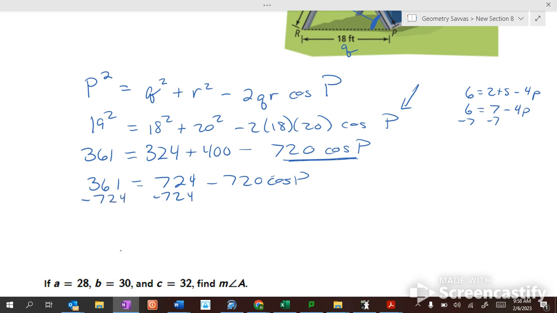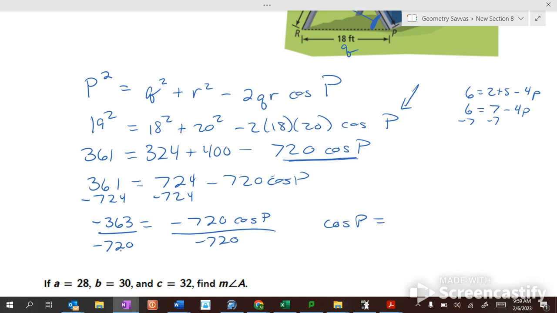So you have to take 361 minus 724, which is negative 363, and then we divide by a negative 720. So the cosine of P equals some crazy decimal that's close to 0.5. What is the decimal to 4 decimal places? 0.5041.